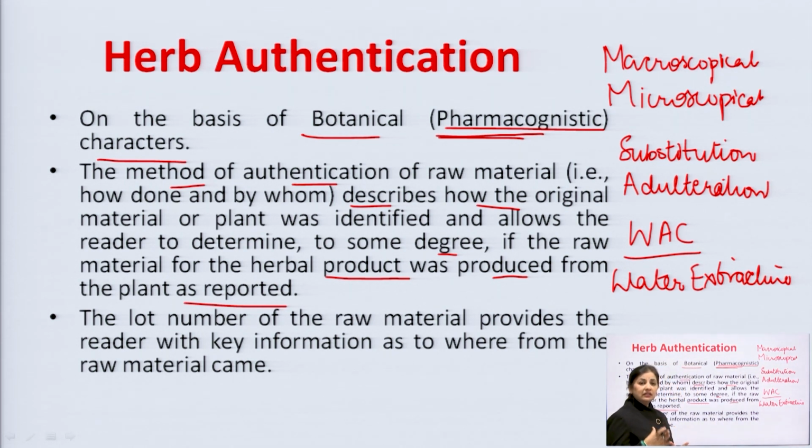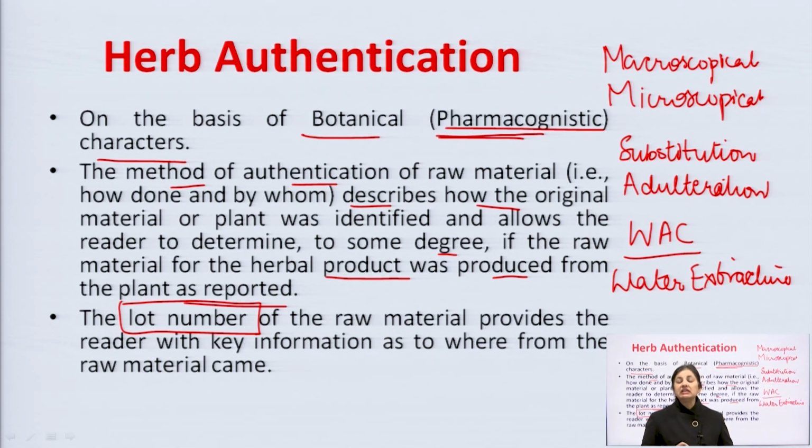So that herb authentication is assigned a lot number. After establishing its identification, it is given a lot number, a number which tells about the quality establishment of the raw material and provides the reader with key information as to where the raw material came from. So this is the herb identification.